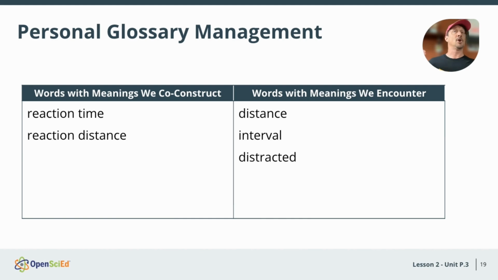Words that we co-construct, reaction time and reaction distance, those end up being important for our unit as we go. Words we encounter: distance, time interval, or position interval, and the idea that we can be distracted.